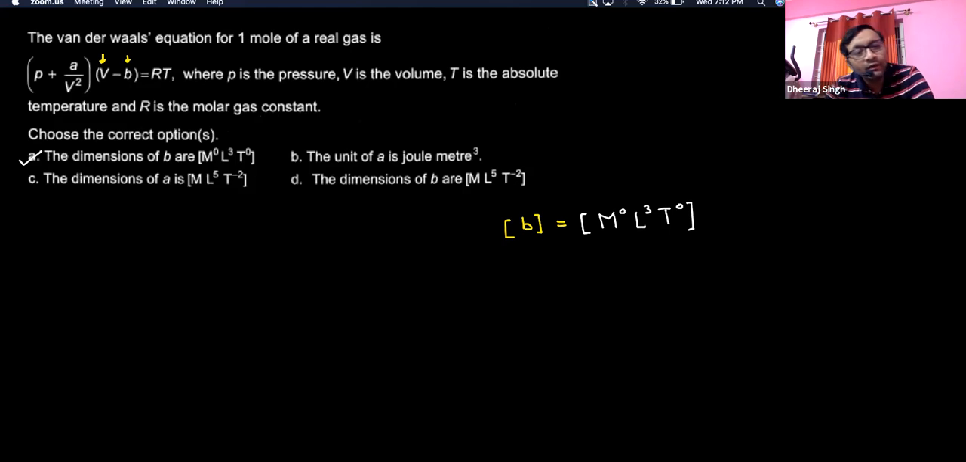What about dimension of A? Find out the dimension of A. These are very, very simple questions. These are laddus, Tirupati laddus.